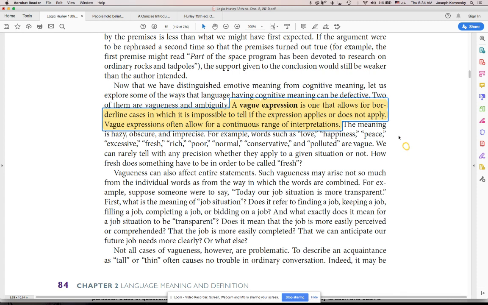So some normal vague words that can come up are love, happiness, peace, excessive, fresh, rich, poor, normal, conservative, polluted. They're all vague. What do you mean by that? Well, that is the question. When you walk into a building and somebody says it's cold, and then somebody else might say, "Well, that's vague."